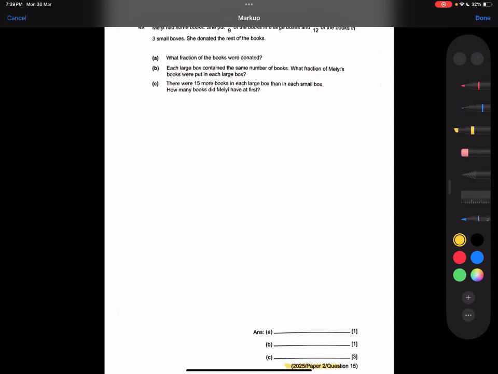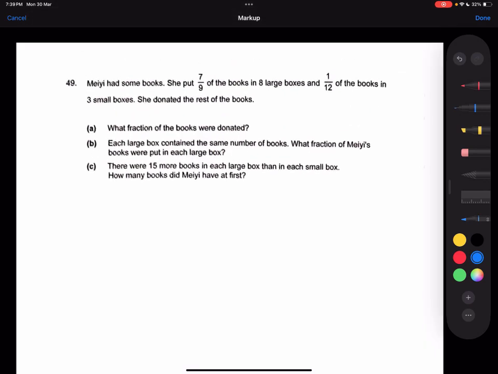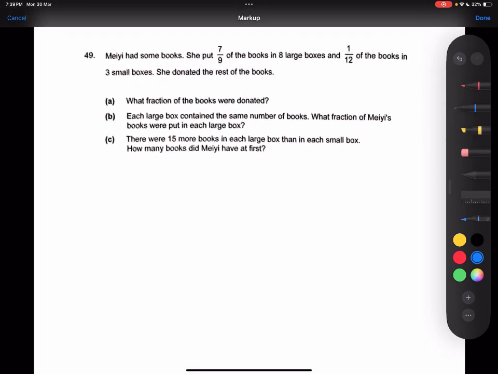PSLE 2025 Paper 2 Question 15. Mei Yi had some books. She put 7/9 of the books in 8 large boxes and 1/12 of the books in 3 small boxes. She donated the rest of the books. Part A, what fraction of the books were donated?